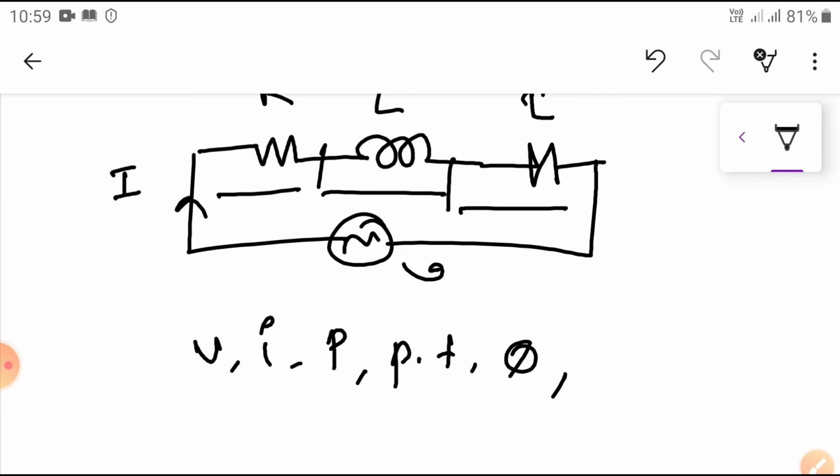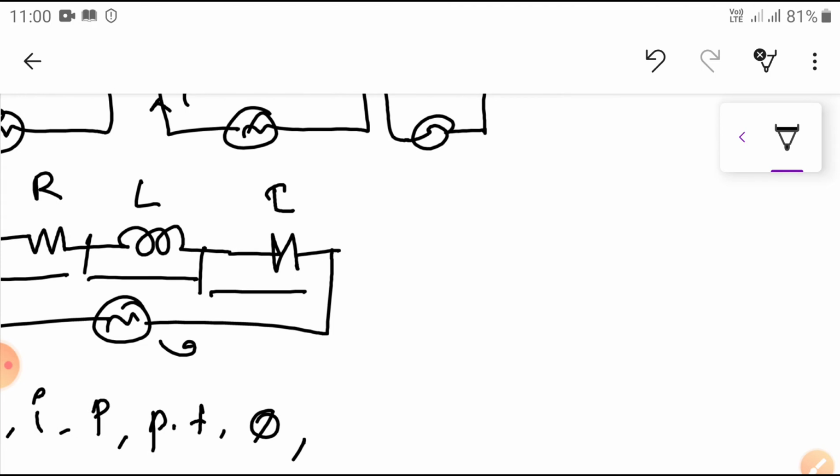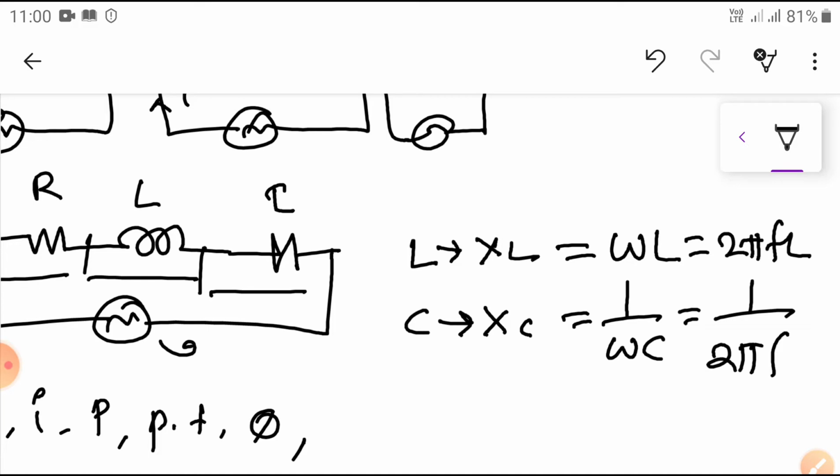Here there is one problem. What we have seen in this circuit: L is converted to XL, that is equal to omega L, that is equal to 2 pi fL. And C is converted into XC, that is equal to 1 by omega C, that is equal to 1 by 2 pi fC. Okay, we have seen. So these are the things.